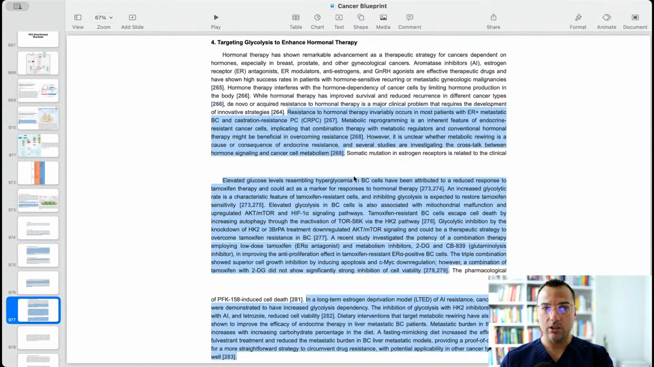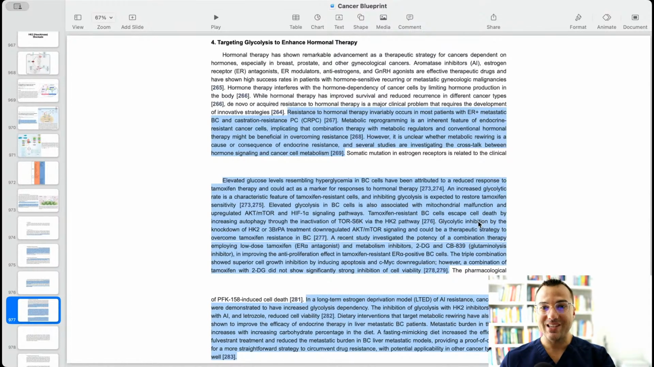An increased glycolytic rate is a characteristic feature of tamoxifen resistant cells, and inhibiting glycolysis is expected to restore the previous tamoxifen sensitivity. Elevated glycolysis in breast cancer cells is also associated with mitochondrial malfunction or dysfunction and upregulated AKT, mTOR, and HIF1 signaling pathways. This is not unique to breast cancer. Okay, this is an all-cancer problem. It's talking about it in particular with breast cancer, and particularly tamoxifen-resistant breast cancer, but this is all cancer.